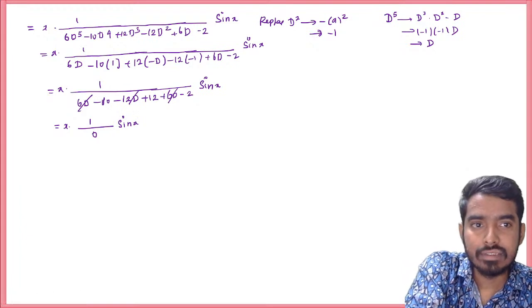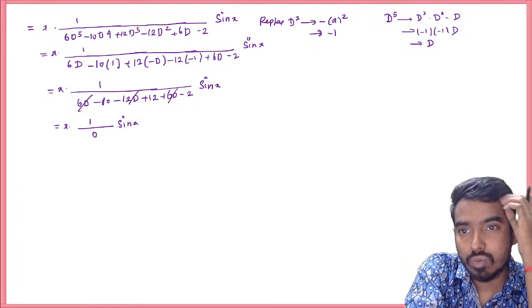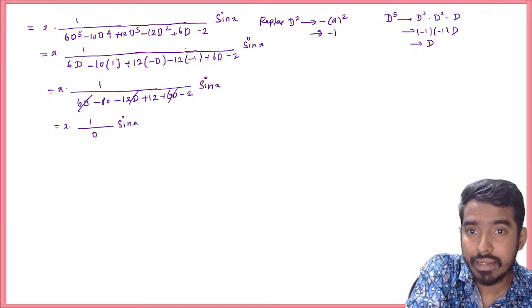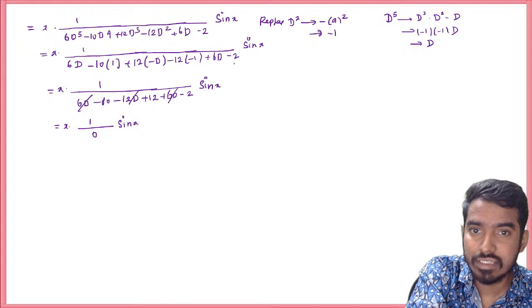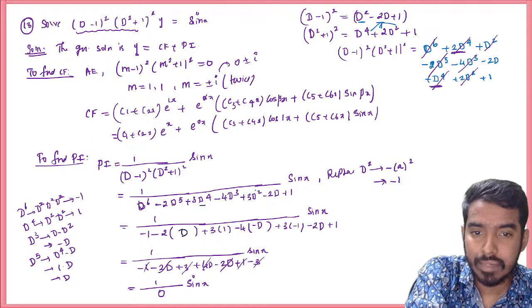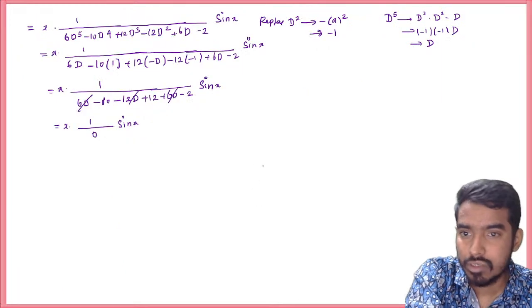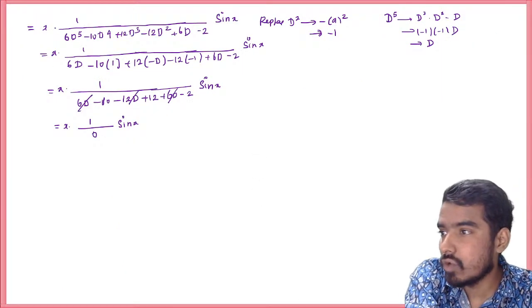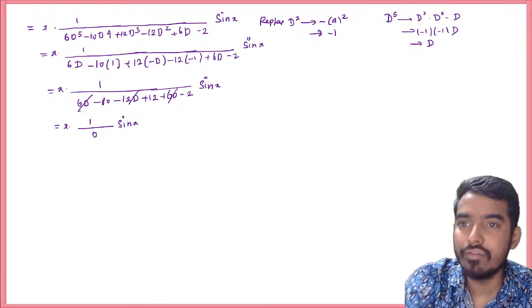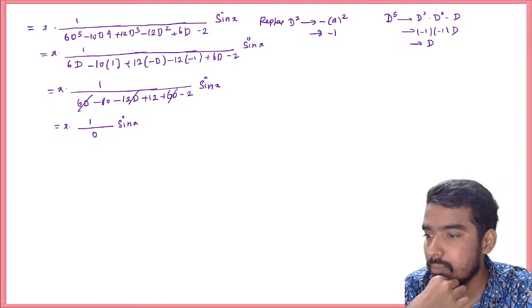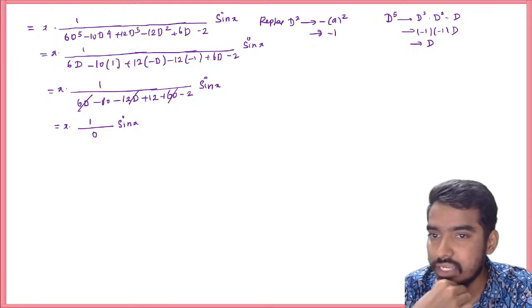D power 5 is d. D power 4 is 1. 12 d cube minus 12 times d square is minus plus 6d minus 2. Okay. Again, we are getting 0 as an answer, right? That means you have to differentiate this term, multiply x again, differentiate once again, right? Multiply x again and differentiate once again.